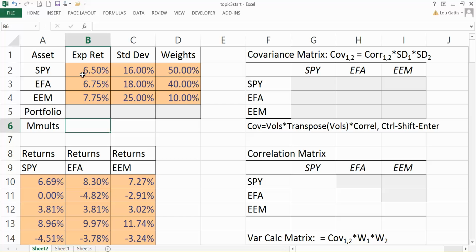And I also have as an input the expected return of SPY, EFA, and EMA, which I would have derived from judgment, using, say, CAPM or Global CAPM or some other model. I have annualized standard deviations for these three assets. Again, I would use some model, either historical standard deviations, an exponentially weighted moving average volatility, GARCH, or an implied volatility from an option. And I'm looking to build a portfolio. It's 50% SPY, 40% EFA, and 10% EMA.